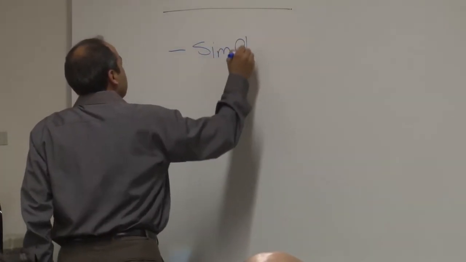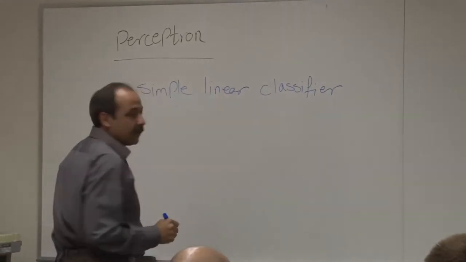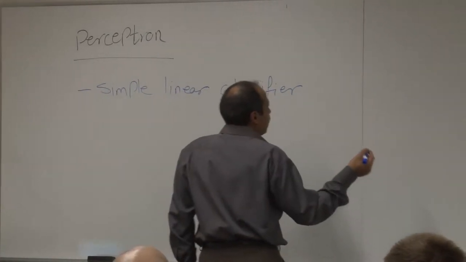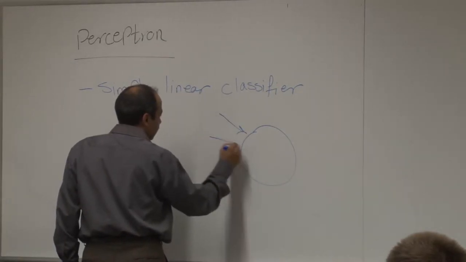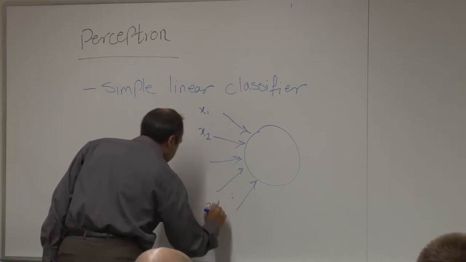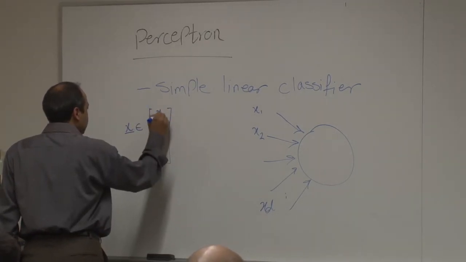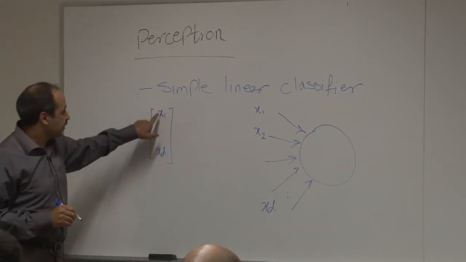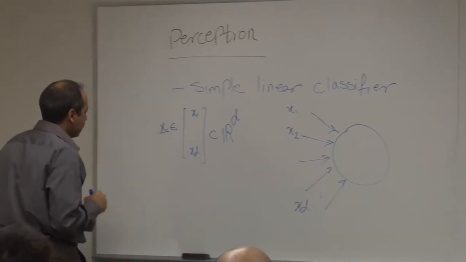So Perceptron, as I mentioned in the first part of the lecture, is just a simple linear classifier. If you want to show it graphically, usually they show it this way. There is a unit. In this unit, you have x1 to xd, where the vector x is a d-dimensional vector of x1 to xd. By this I mean x is a vector and these are scalars. So this is in R^d, okay?